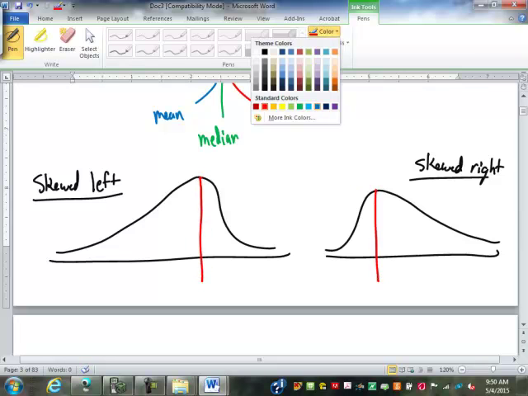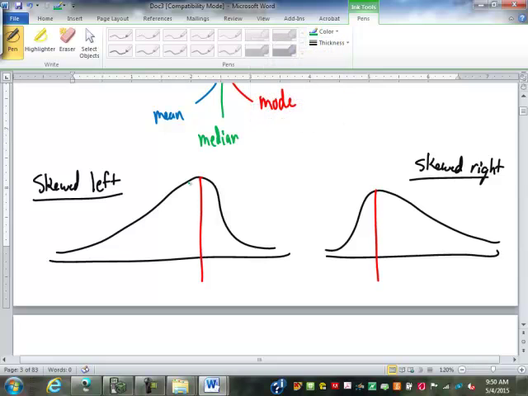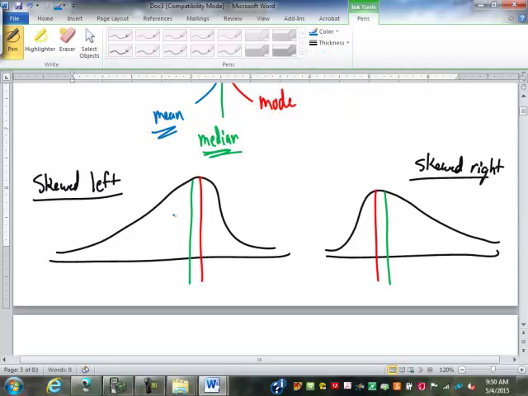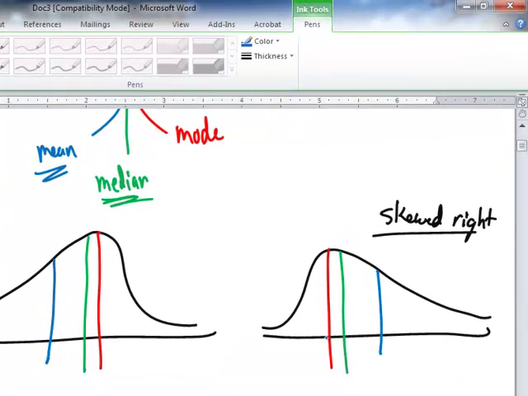Now the median is always the middle value. The median would move over a little ways from the mode. They wouldn't be at the same point. When it's skewed left, the median is to the left of the mode. Skewed right, the median is to the right of the mode. I'm just color coding right now instead of writing in the numbers, or writing in the words. So the green is the median. Of course, my mean is blue. The mean gets pulled out even further depending on how skewed it is.